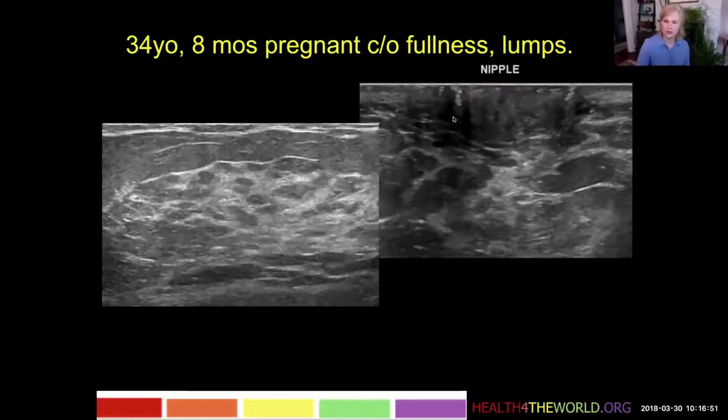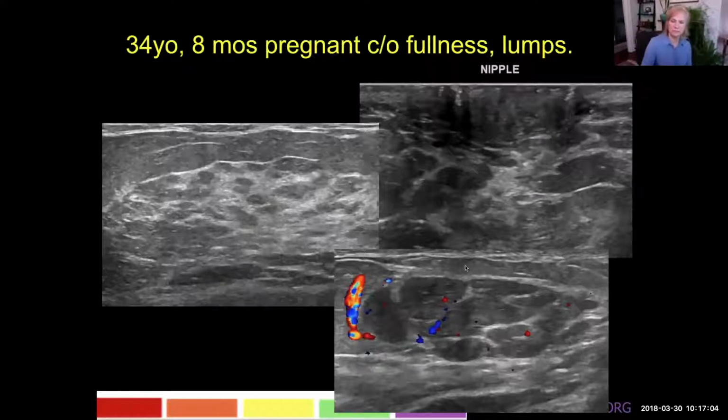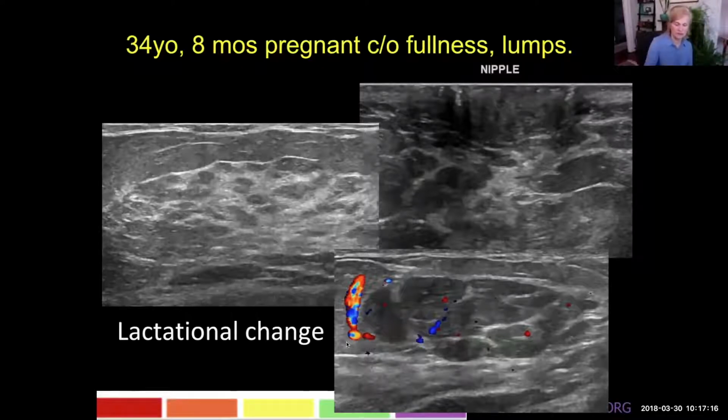And here we are just under the nipple. We see the lactiferous sinuses here. They're congested already with milk ready to come out here. Typical appearance of lactational change. And here's another highly functioning lobe of breast tissue with the very vascular surrounding tissues reflecting all the nutrients that need to be brought in to make this milk.